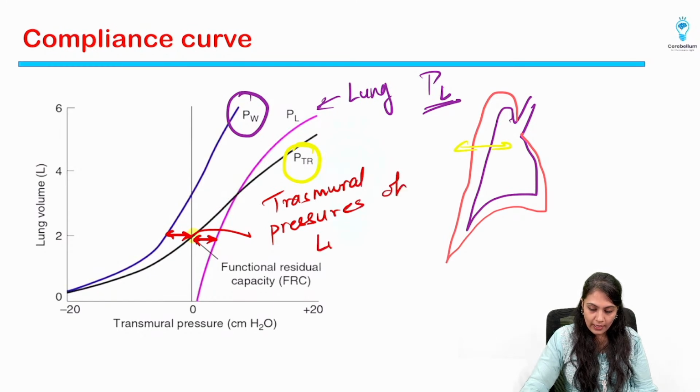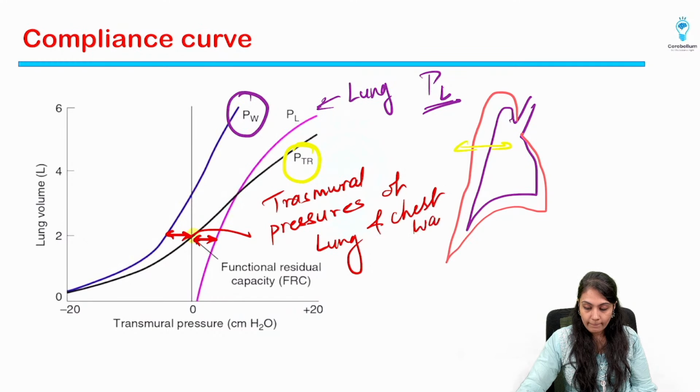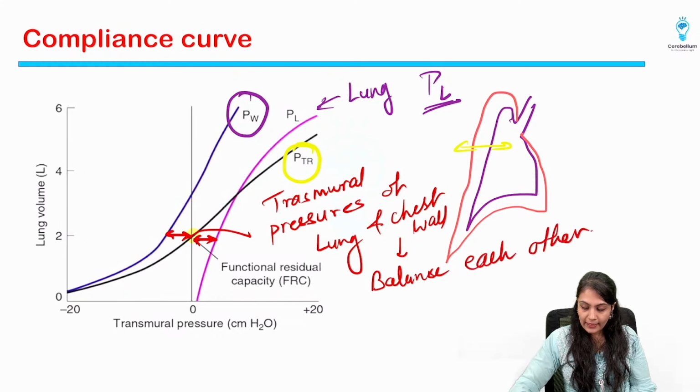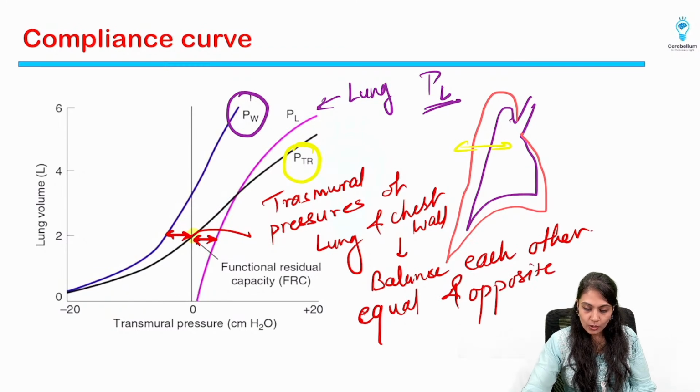The transmural pressures across the lung and chest wall are going to balance each other, or you can say that they are going to be equal and opposite. And whenever something is equal and opposite, we call it an equilibrium point. What is that point? That is nothing but the lung has reached, or the respiratory system has reached, the equilibrium point.